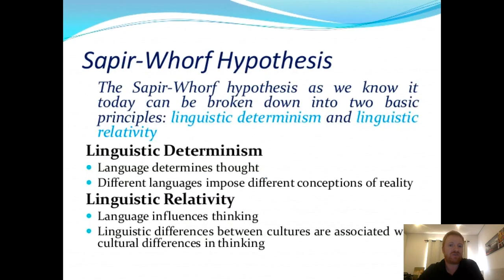So the Sapir-Whorf hypothesis was basically this idea that you can break down how language influences thought in two basic ways. Now, his original thought was called linguistic determinism. Basically, linguistic determinism says that your language determines what you can think about. Language determines thought. And so different languages have different conceptions of reality because the language is basically controlling thought.